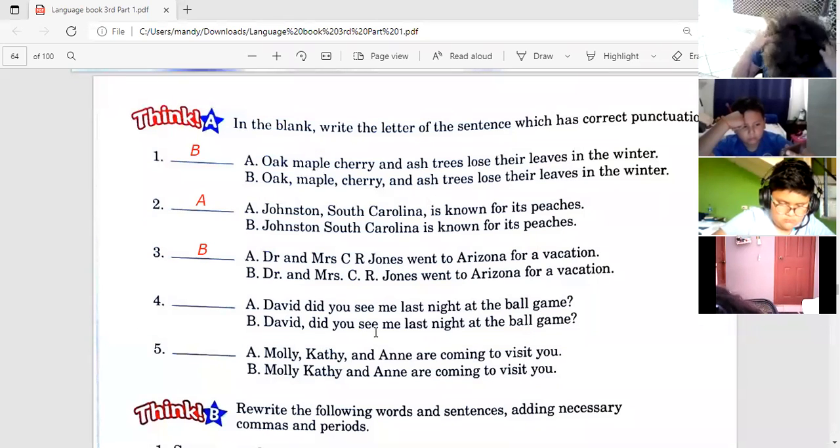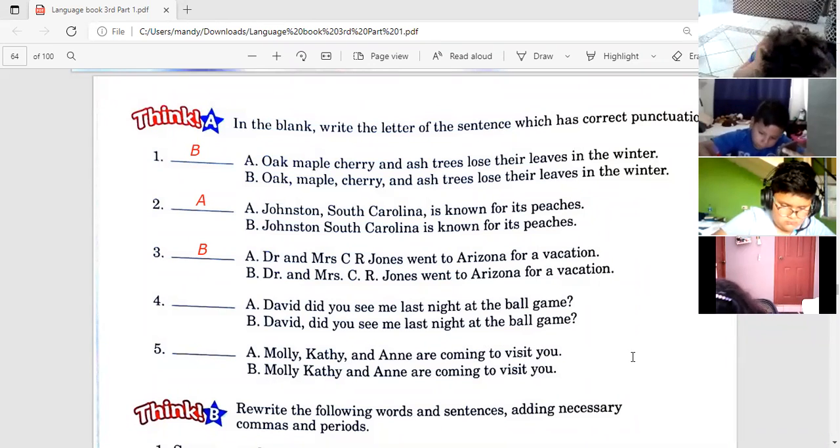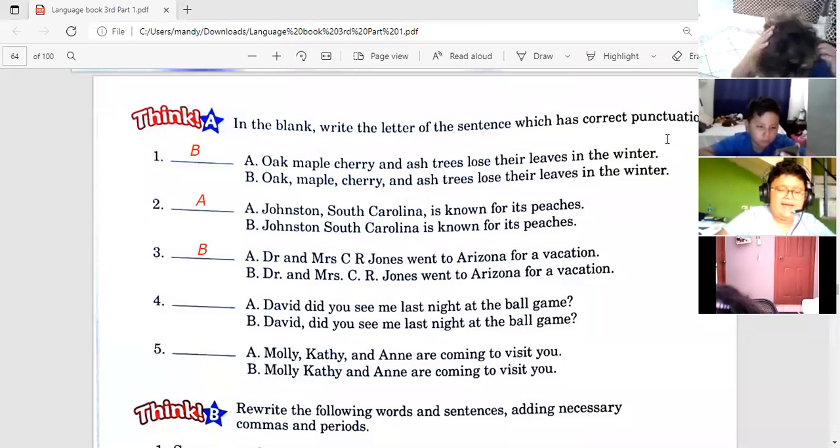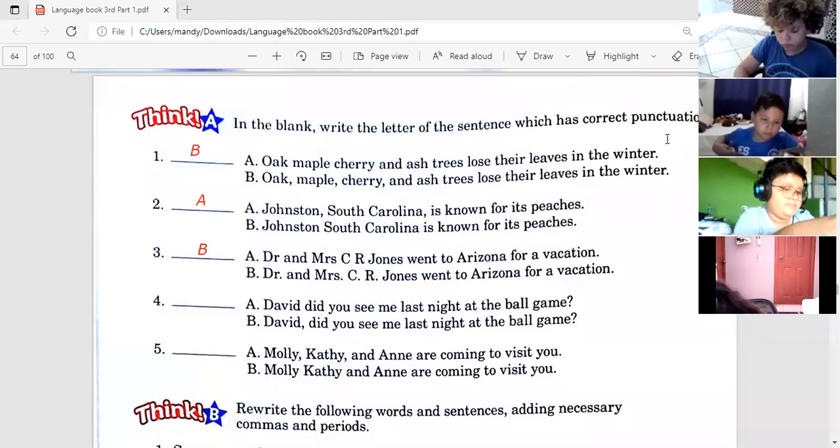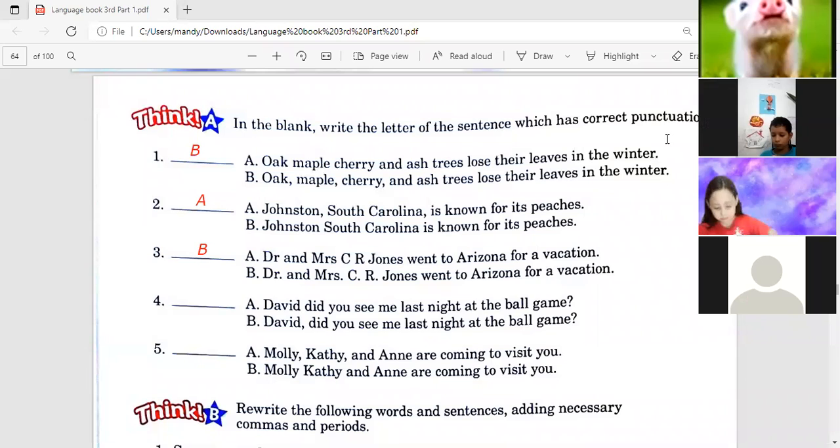Number four, David, did you see me last night at the ball game? What is the best option, A or B? A or B? Okay, Jimena Enriquez, what is the best option, A or B? B. Okay, B, exactly. You separate the name by the comma, yes? Okay, excellent.